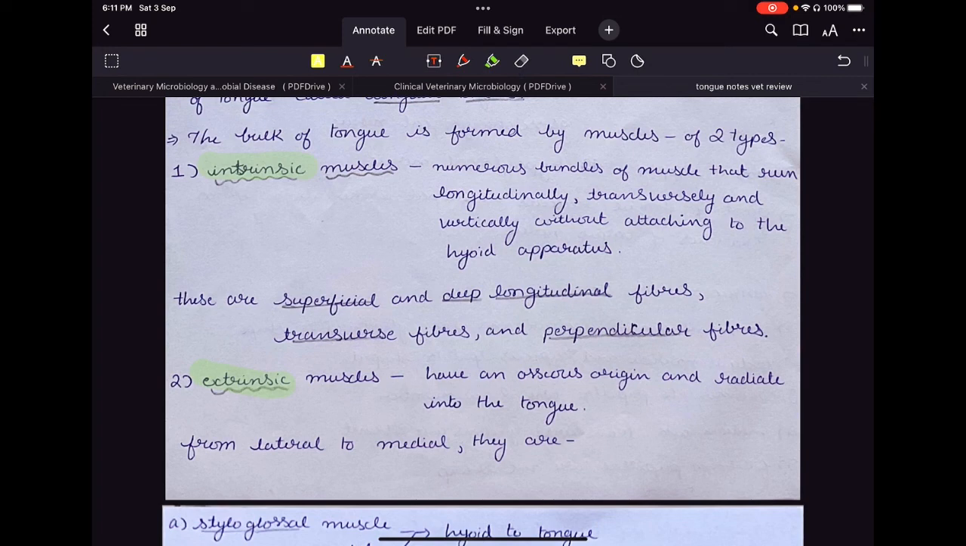The intrinsic muscles have numerous bundles of muscles that run longitudinally, transversely, and vertically without attaching to the hyoid apparatus. There are four muscle groups in this: superficial longitudinal and deep longitudinal, both running longitudinally, then transverse, which runs transversely, and perpendicular, which runs vertically.